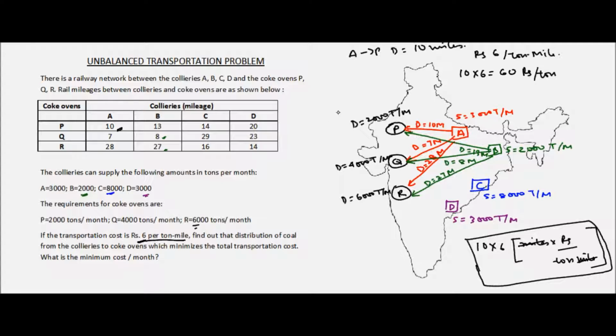Now we have to find out the minimum cost of moving the material from the collieries to the coke ovens such that the supply and demand constraints are not violated. So let's try and do that using the transportation model.